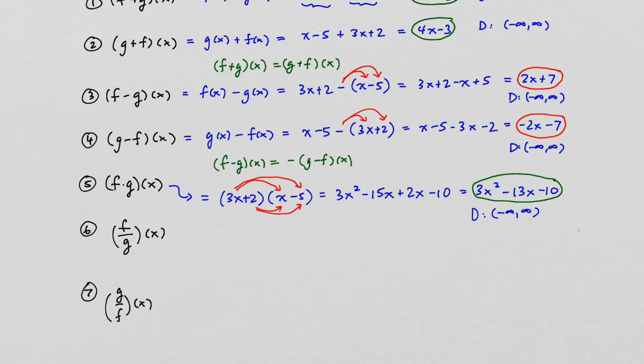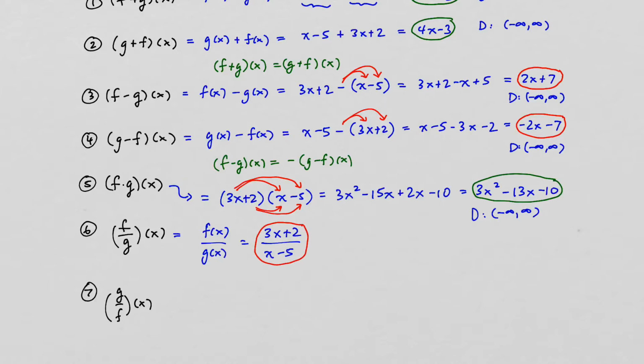So for the last two functions here, I want to find the function f over g of x, and then finally g over f of x. Well, f over g is simply f of x divided by g of x. And this is equal to f of x, which is 3x plus 2, divided by g of x, which is x minus 5. And this is the result. We're going to leave it like this.